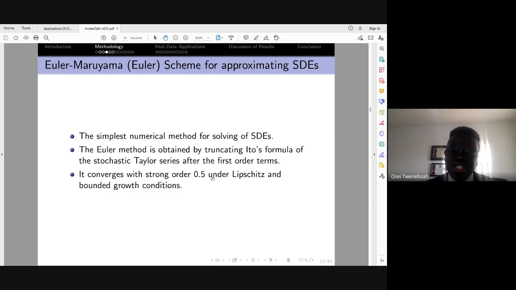Remember, when you are solving the stochastic differential equation, you need to apply the Ito lemma. Once you apply the Ito lemma and you truncate after the first order terms, you are able to obtain the Euler scheme. So the Euler scheme is what we use to approximate stochastic differential equations. I should mention that we have several schemes, such as the Euler-Milstein scheme, and the good thing is that because this model takes into account the extreme events at the tail, it doesn't really matter which type of scheme you use. The result doesn't deviate so much. For this scheme, this converges with strong order of 0.5 under the Lipschitz and bounded growth condition.